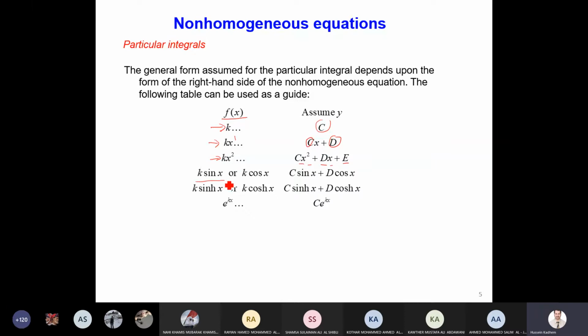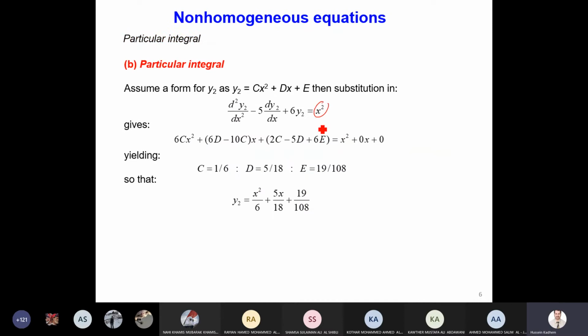If it is k sine x or cosine x, the solution will be a constant times sine x plus a constant times cosine x. If the function is sine hyperbolic x or cosine hyperbolic x, the solution is similar. If it is exponential, I look to the right hand side and pick my formula from here. As an example, in the equation we are solving now, the right hand side is x squared, so I should take this solution.